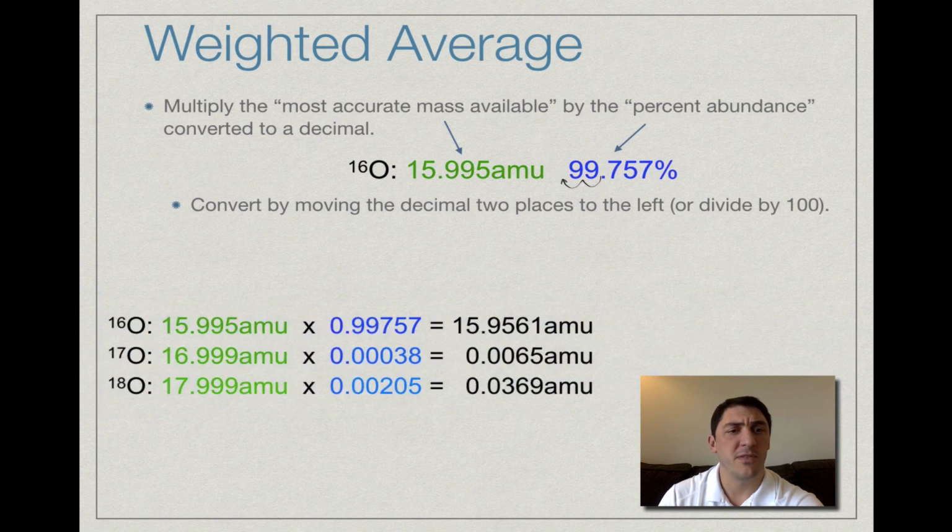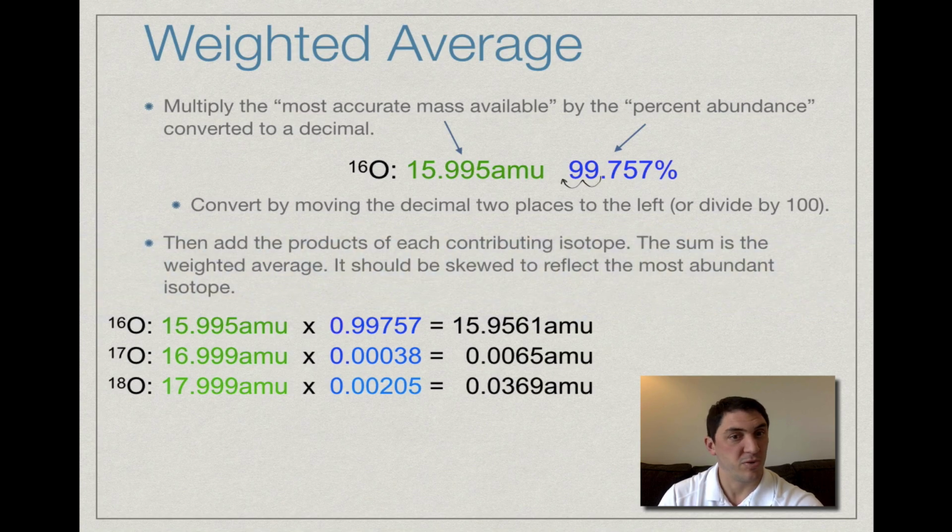So each one of the isotopes of oxygen has been converted from percent to decimal below. You can see that 99.757% turns into 0.99757. 0.038% turns into 0.00038, and 0.205% turns into 0.00205. What we do is we take each one of these masses and we multiply it by its percent abundance as a decimal, and we get each one of these products as its contribution.